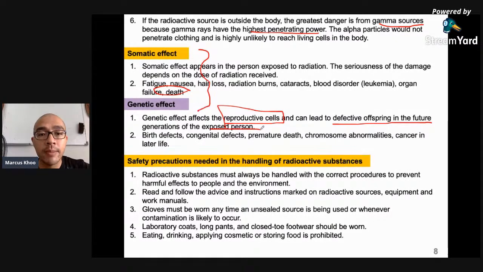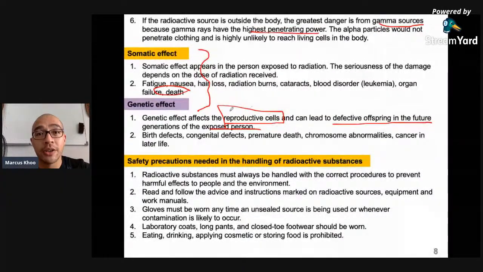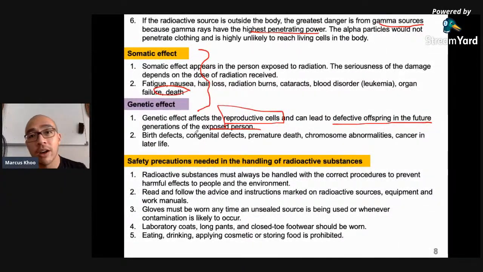Which is sometimes why I hear people say, don't put your phone in your pocket. I don't know whether you've heard this before, but it may have some merit to it, because your phones definitely emit some form of radiation. And when you put your phone in your pocket, my pocket is pretty close to where my reproductive cells are. I hope you know what I mean by reproductive cells. Whether you're a guy or a girl, your reproductive cells are usually near your pocket area.